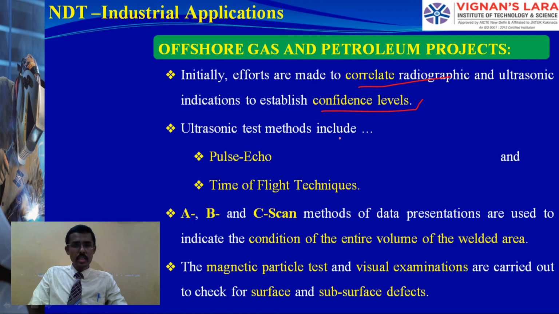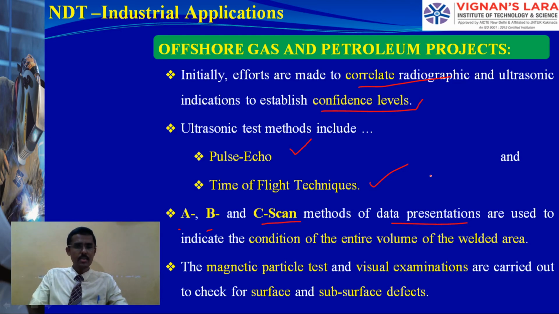Ultrasonic test methods include, as we have seen with gamma radiography in the previous slide, the pulse echo methods or the time of flight techniques. There we are using the A scan, B scan or C scan methods of data presentation to indicate the conditions of the entire volume of the weld zones.